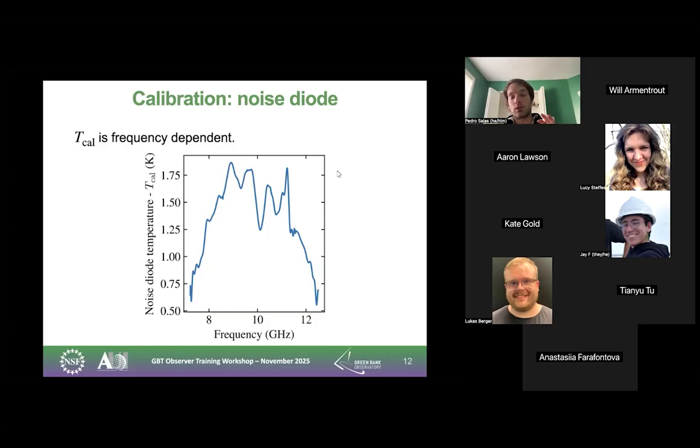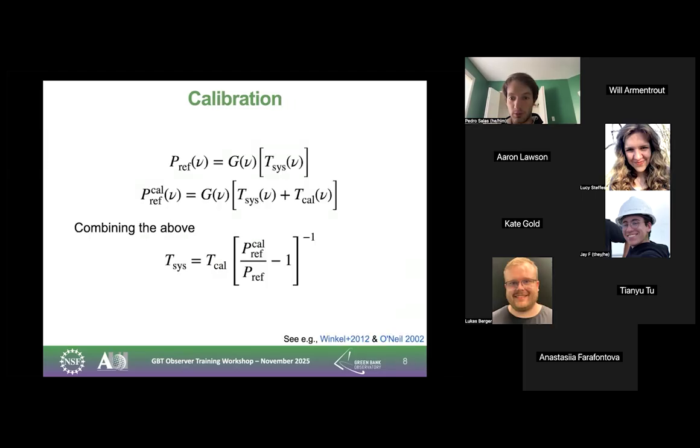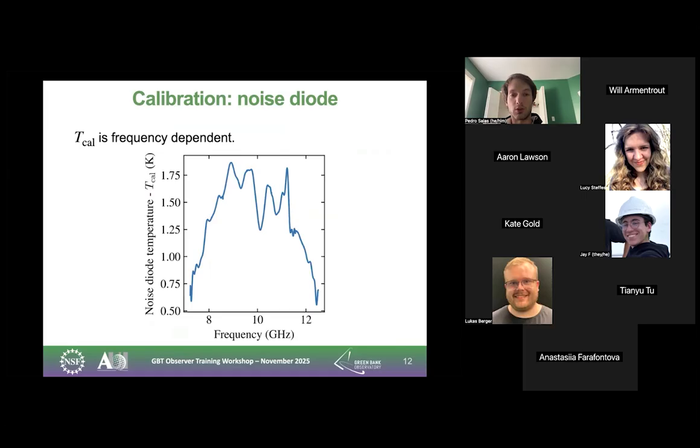If you are doing, for example, broadband spectral line measurements, you do want to measure this thing yourself using the same setup you will be using for your science, because then you can have a more accurate representation of what this is, which leads to better accuracy overall. There's a nice reference here by Benjamin Winkel, where he shows what kind of uncertainties you can expect if you ignore this frequency dependence in a more simplistic case. But it gives a good idea of what to expect.